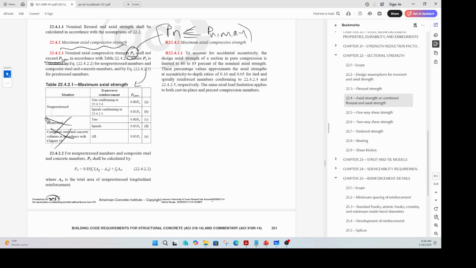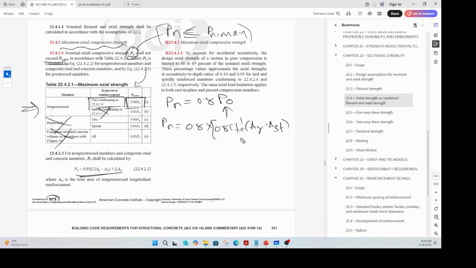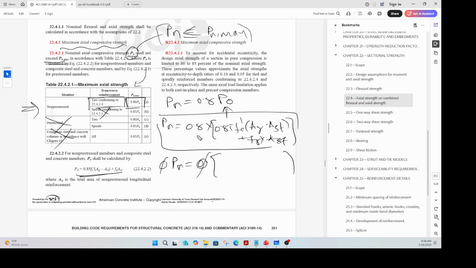We are not pre-stressed, we are not composite, we are non-pre-stressed, and we don't have spiral ties, that means we are here, that means this is our Pn max. So P nominal is 0.8 times P naught, and the P naught itself is given here. So P nominal is 0.8 times of 0.85 Fc prime (Ag minus Ast) plus Fy times Ast. Okay, so now that is the nominal, but phi Pn means you multiply the entire Pn equation with phi. Okay, that's how you calculate your phi Pn.